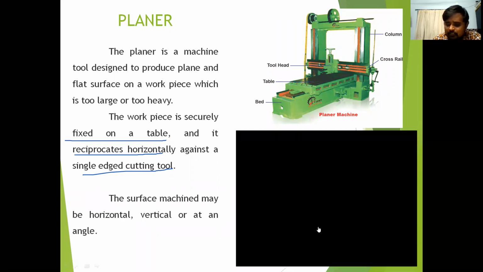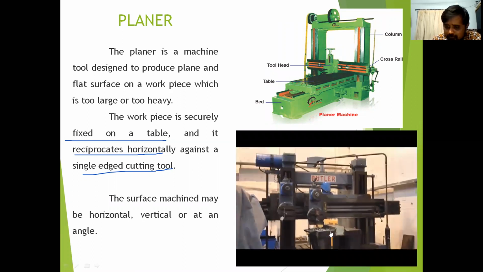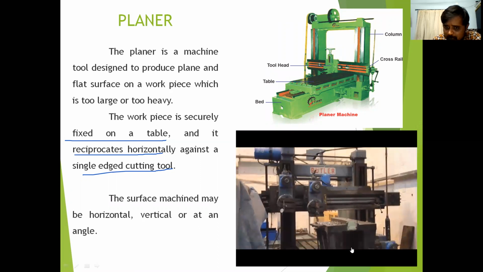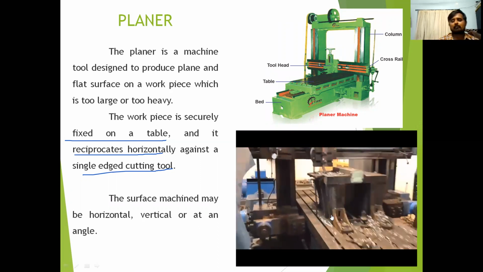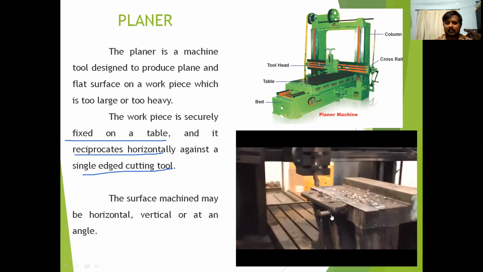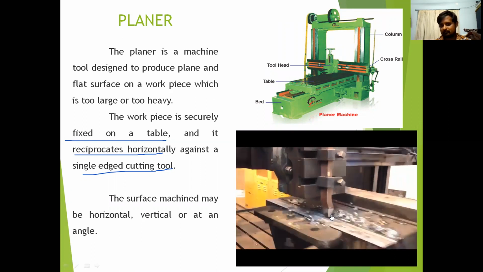Now if you observe this video, the workpiece is fixed to the work table and the work table is going to be reciprocating. So the main difference between the shaper and planer is, in the shaper the cutting tool reciprocates, in the planer the work table reciprocates.